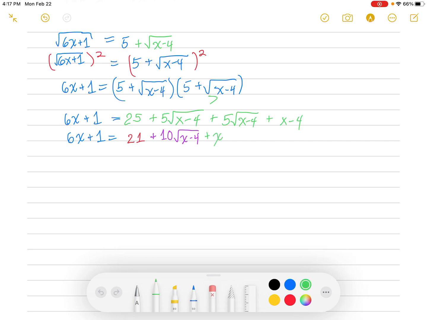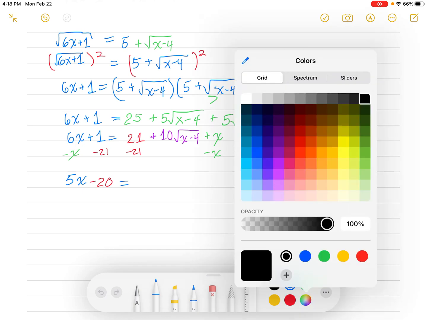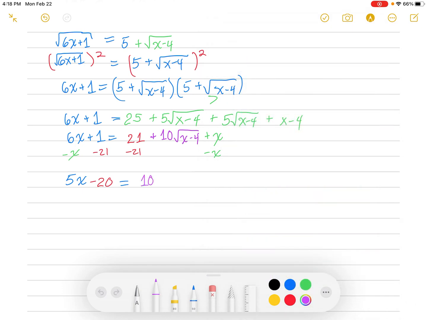Okay, so you want to get the radical term by itself. So we can subtract 21 from both sides. And we can subtract x from both sides. So on the left side, I'm going to do 6x minus x. 6x minus x is going to be 5x. And 1 minus 21 is minus 20. We got the equal sign. And then on the right, we're just going to have the 10 radical x minus 4.